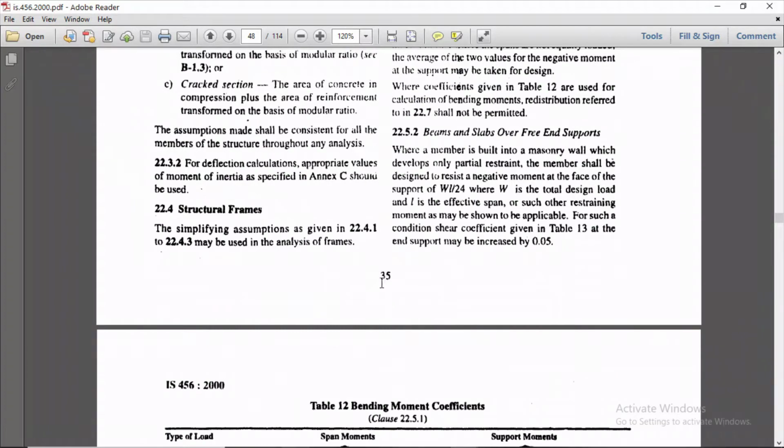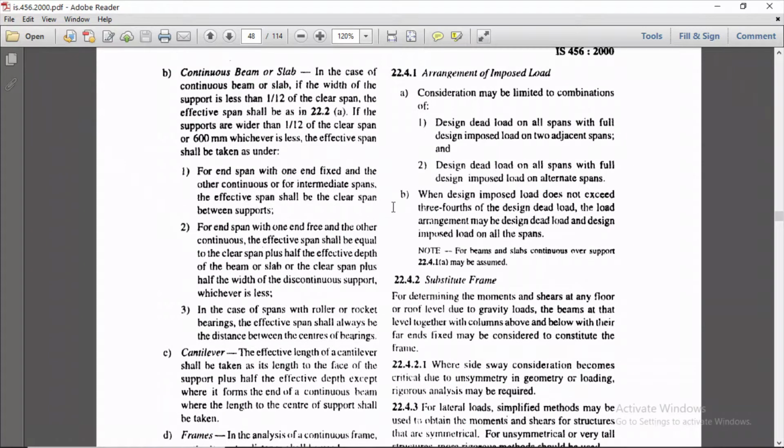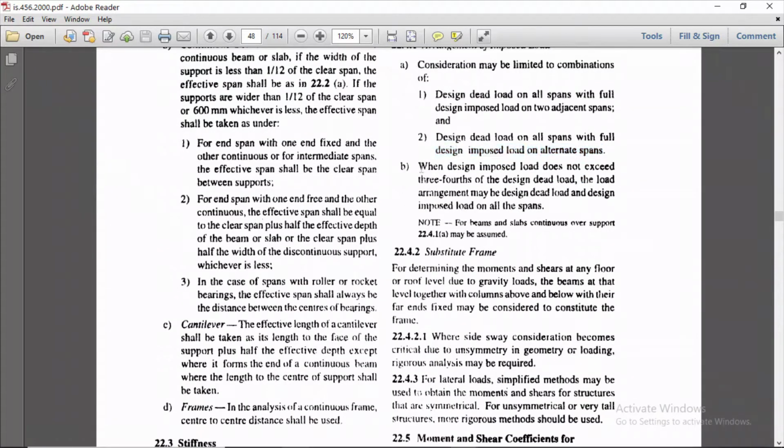structural frames, right? This is an important clause: arrangement of imposed loads. Consideration may be limited to the combination of first, design dead load on all spans with full design imposed load on two adjacent spans, and design dead load on all spans with full design imposed load on alternate spans, right? And second, when design imposed load does not exceed 3/4 of design dead load, the load arrangement may be design dead load and design imposed load on all spans.